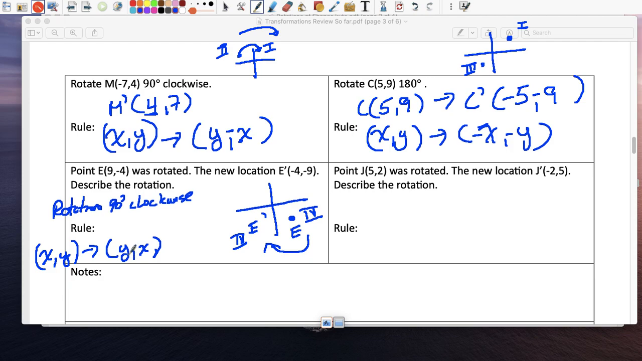Switch positions, and we negate the x. So if you think about it, 9 is now -9, and -4 stays the same. Okay.